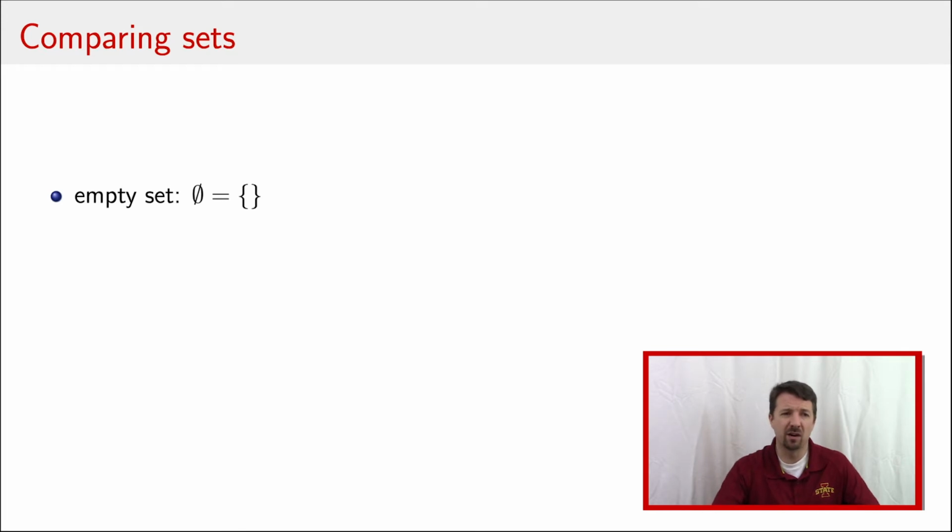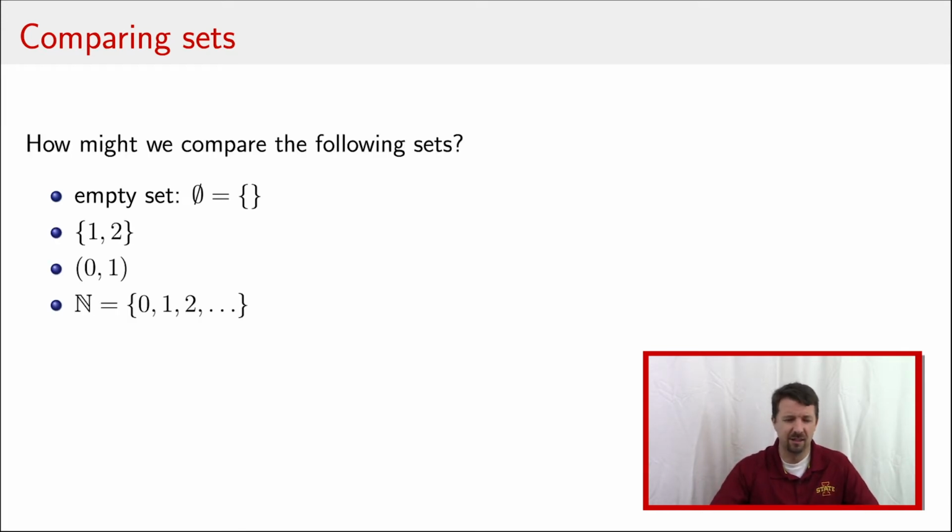Now let's get back to our interest today of comparing sets. Here are 4 sets, and we're interested in how we compare them. We have the empty set, the set that just has the two integers 1 and 2, the open interval 0, 1, and the natural numbers, where I'm reminding you that for our purposes, the natural numbers will include 0.